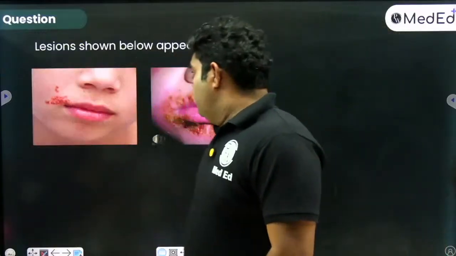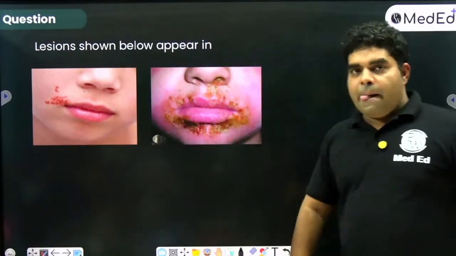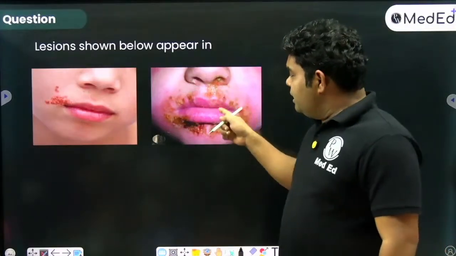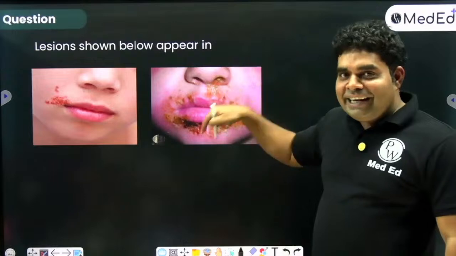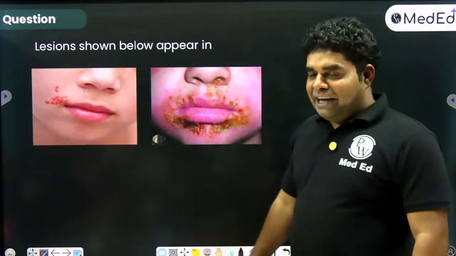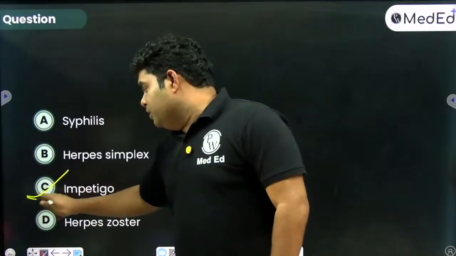Okay, chalo. What has happened to these two patients? These are the honey crusted lesion. Okay, honey, and don't try to lick it, but this honey crusted lesion occurs in which disease? I hope you know the disease in which honey crusted lesion occurs is impetigo.